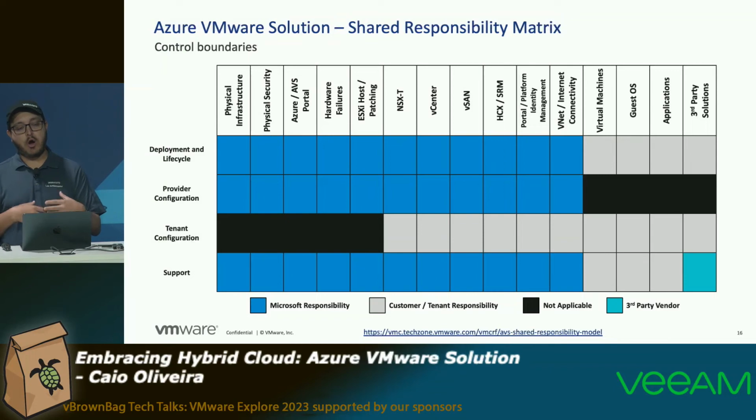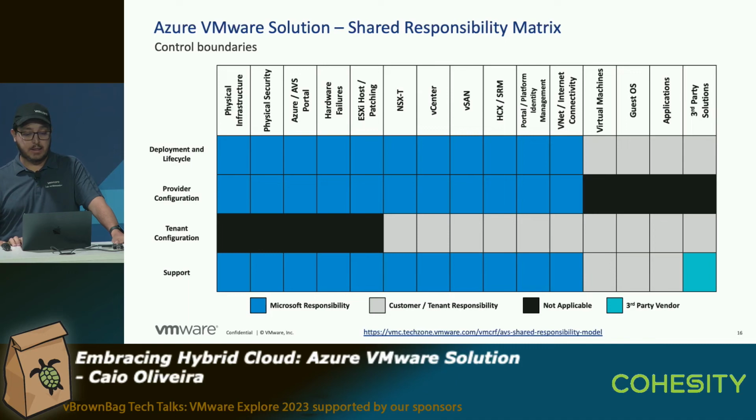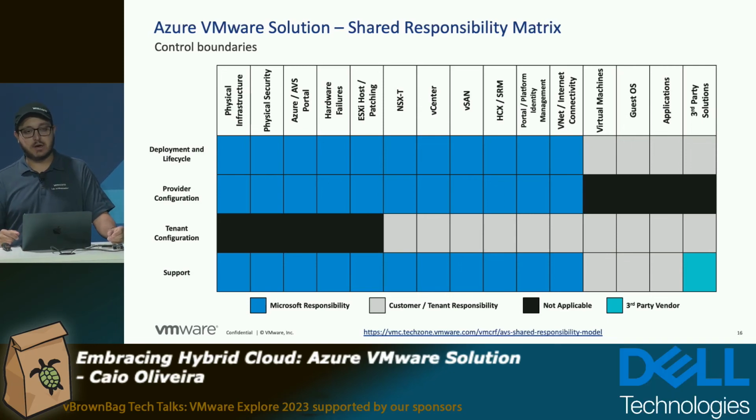Talking about that, always when you go to the cloud, you have the shared responsibility matrix, right? There are different parts of the environment that will be your responsibility or Microsoft's responsibility. Here is really important. All the support, sales, and operation will be run by Microsoft. If something needs VMware to be engaged, Microsoft will directly engage with us, right? So here's pretty much all regarding physical infrastructure, security, hardware failures, the installation of all the components, NSX, vCenter, HCX. Those will be Microsoft's responsibility, right?